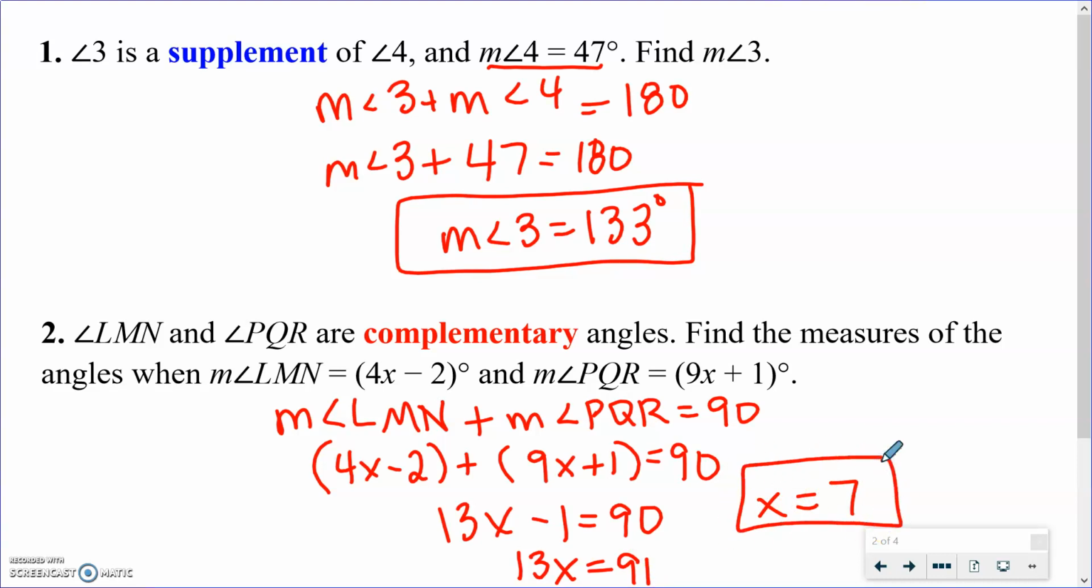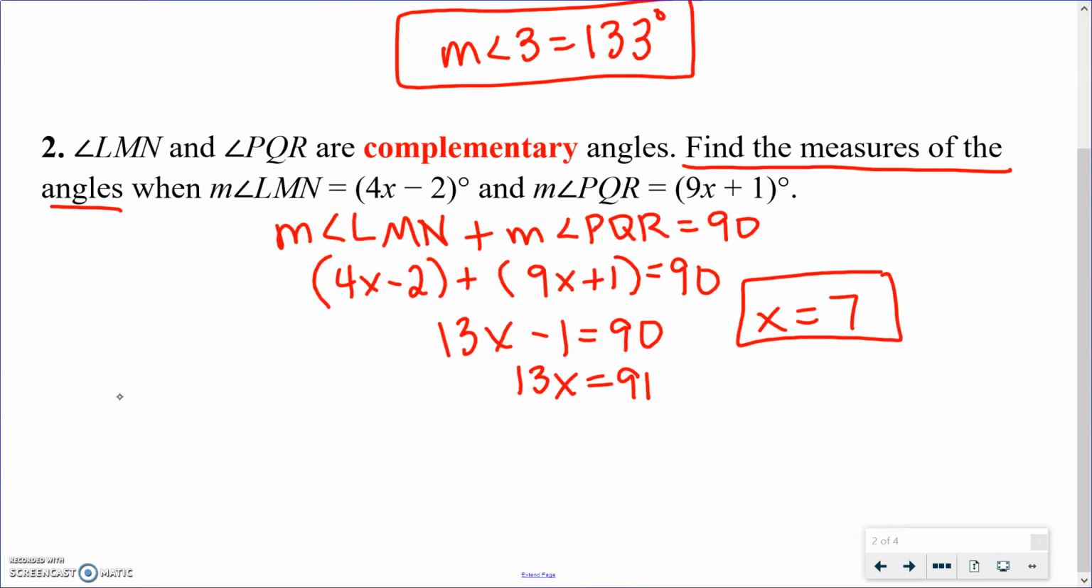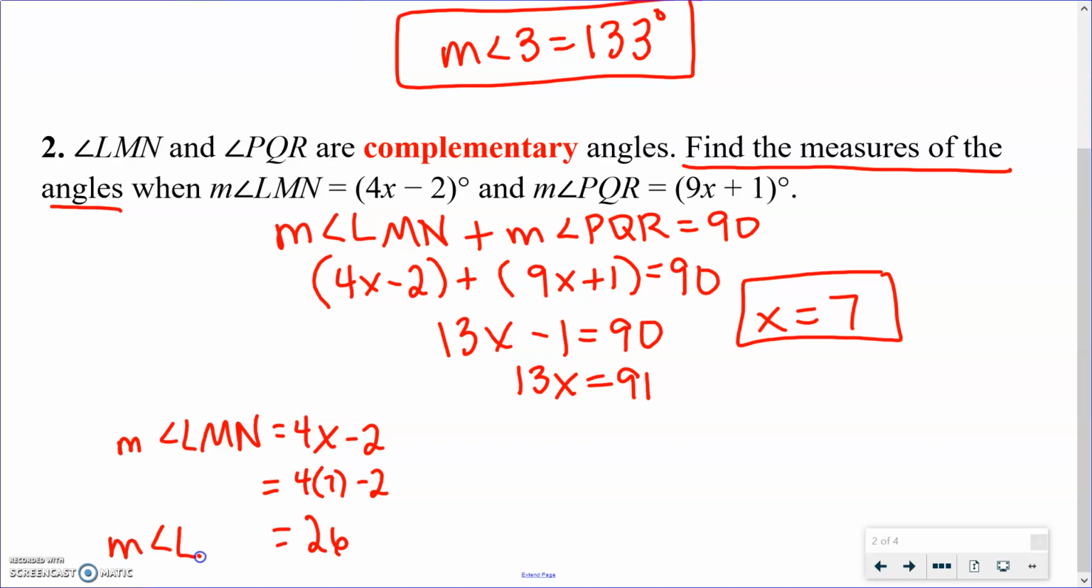Okay, but that's not what it asks. It says to find the measures of the angles. Okay, so now I need to substitute those back in. So I'm going to give myself a little room here. And so the measure of angle LMN is equal to 4x minus 2. So I'm going to do 4 times 7 minus 2, which is going to give me 26 degrees. So the measure of angle LMN is 26 degrees.